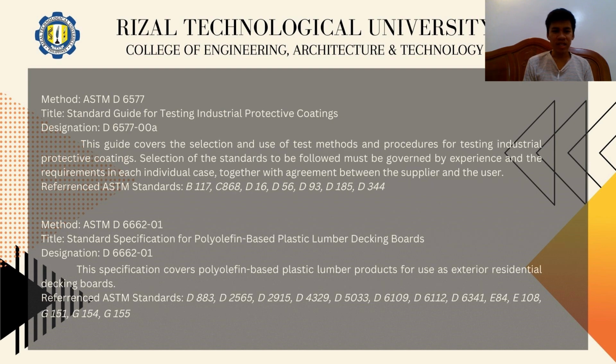ASTM D6577, Standard Guide for Testing Industrial Protective Coatings. This guide covers the selection and use of test methods and procedures for testing industrial protective coatings. Selection of standards to be applied must be governed by experience and the requirements in each individual case, together with agreement between the supplier and the user. This guide is intended to provide assistance in selecting appropriate tests for evaluating the general performance level to be expected of a coating system on a given substrate exposed to a given type of environment.